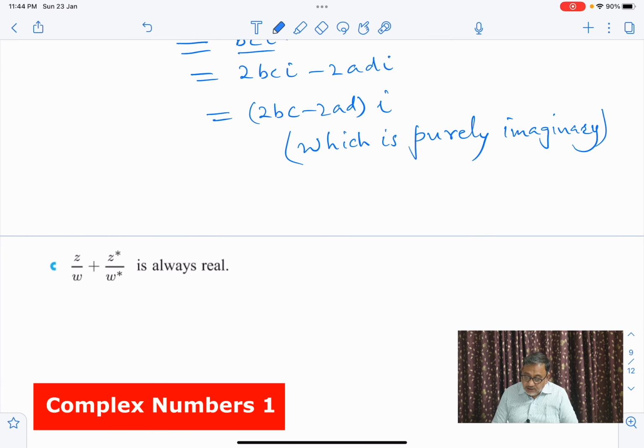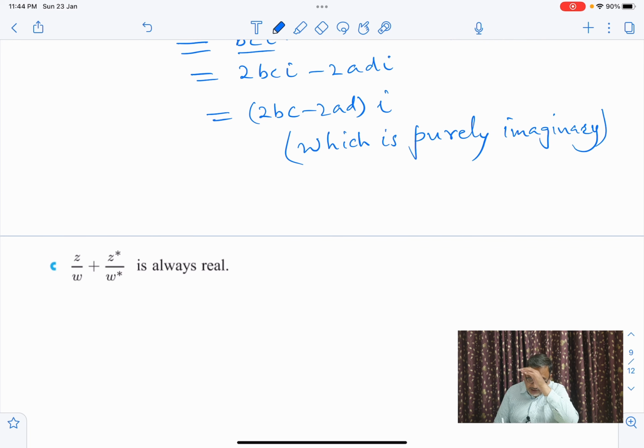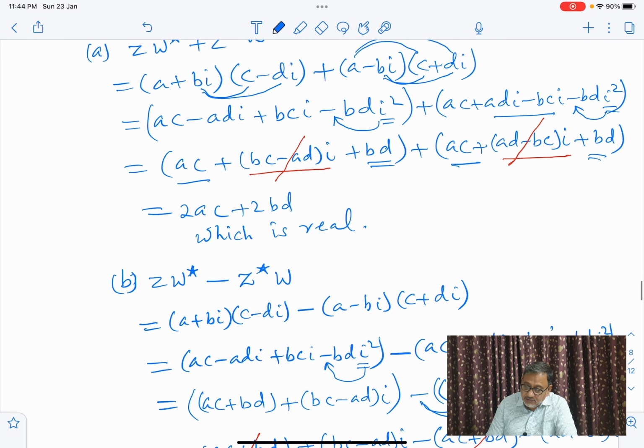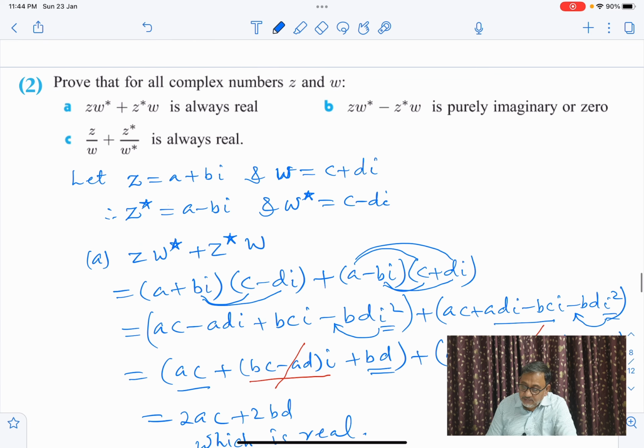Okay, so I have it here, and we already have Z is equal to A plus BI and W is equal to C plus DI. Okay, please remember that. Look here, we have both of them here. Let me highlight this. So A plus BI is Z and W is C plus DI.